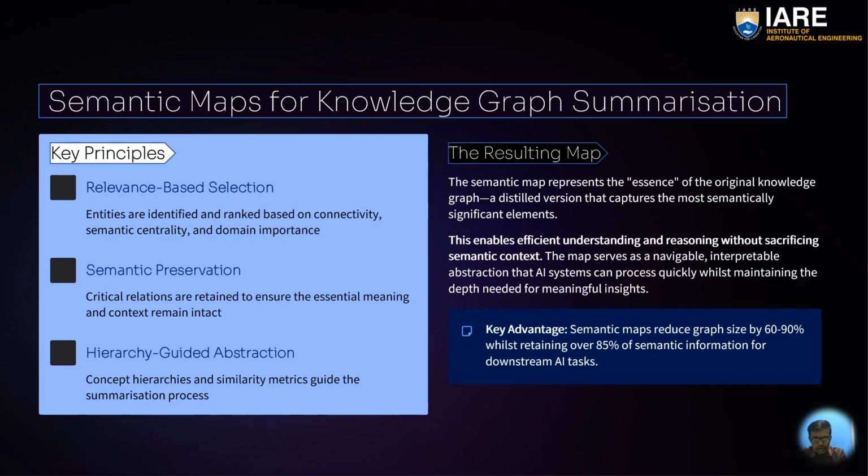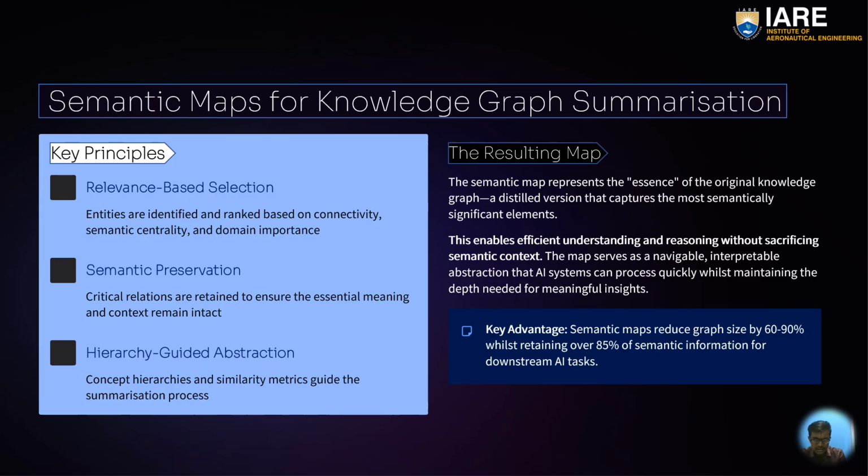Now let's discuss semantic maps for knowledge graph summarization. Here, firstly, we have to discuss three key principles. The first one is relevance-based selection. The entities are identified and ranked based on connectivity, semantic centrality, and domain importance.